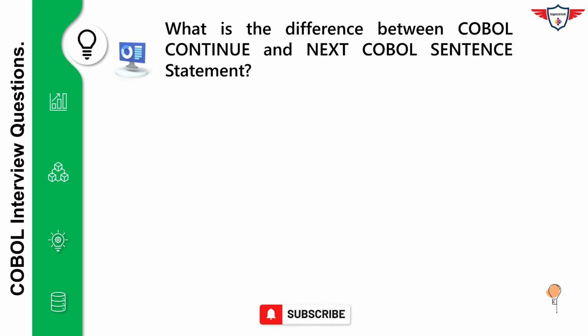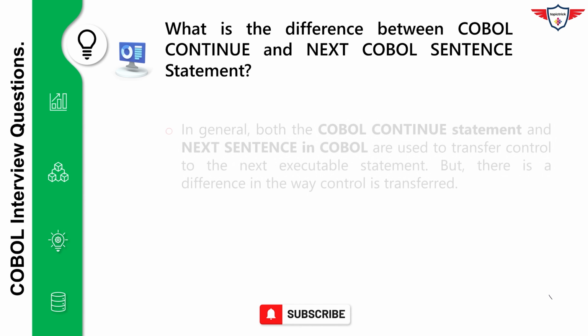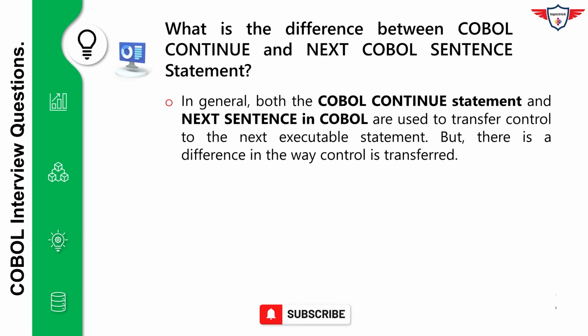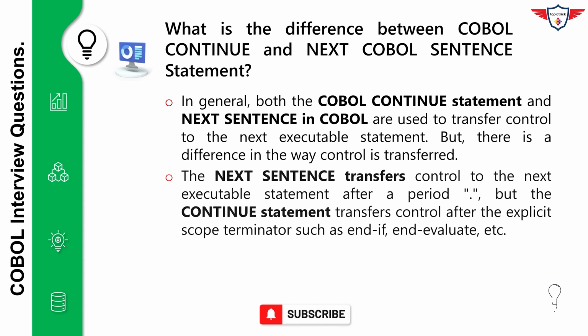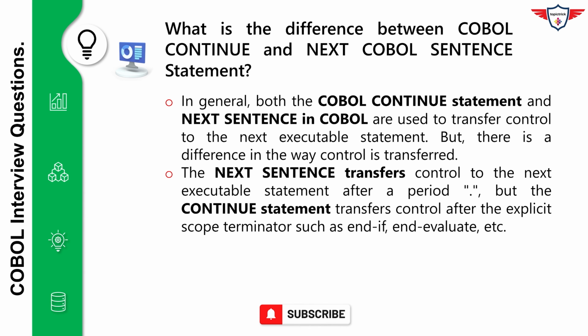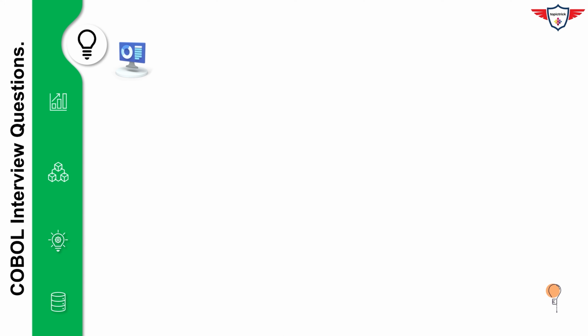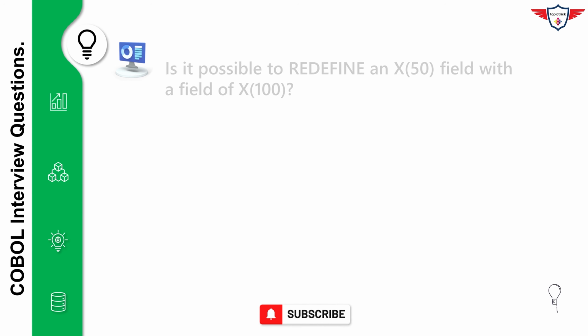What is the difference between COBOL continue statement and COBOL next sentence statement? In general, both the COBOL continue statement and COBOL next sentence are used to transfer control to the next executable statement. But there is a difference in the way control is transferred. The next sentence transfers control to the next executable statement after a period, that is, dot. But the continue statement transfers control after the explicit scope terminator, that is, end if, and evaluate, etc.